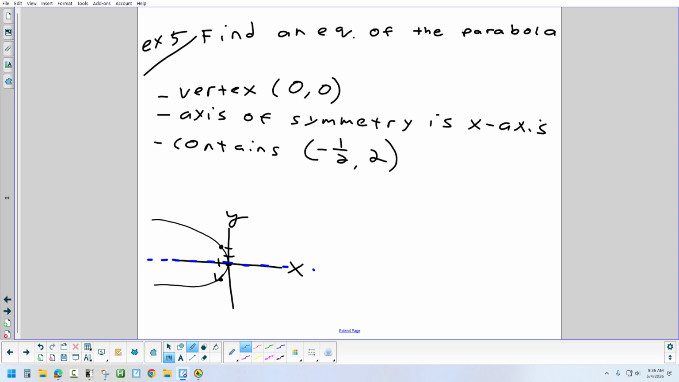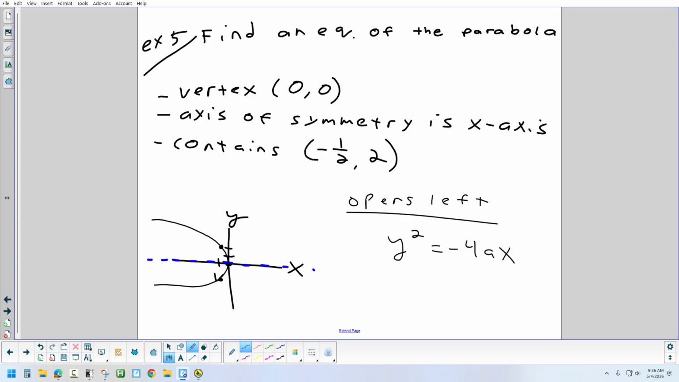Now that tells you the format of your equation. So it opens left. What's the format of a parabola where the vertex is at the origin and it opens left? Yep. y squared equals negative 4ax. Now we know at least the type of equation we need to plug into. Now we need to figure out the a value.